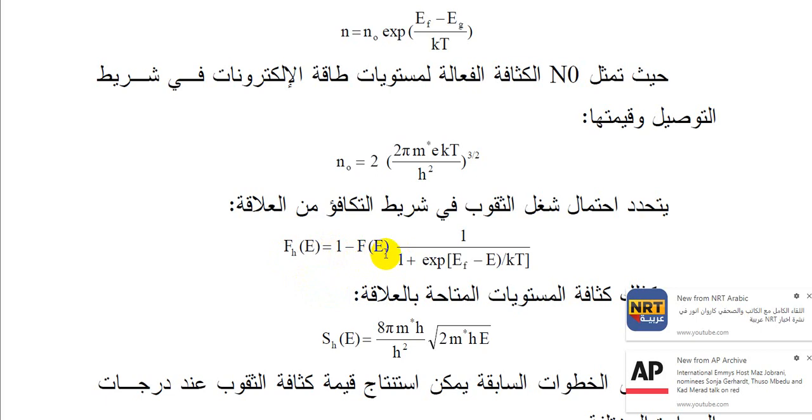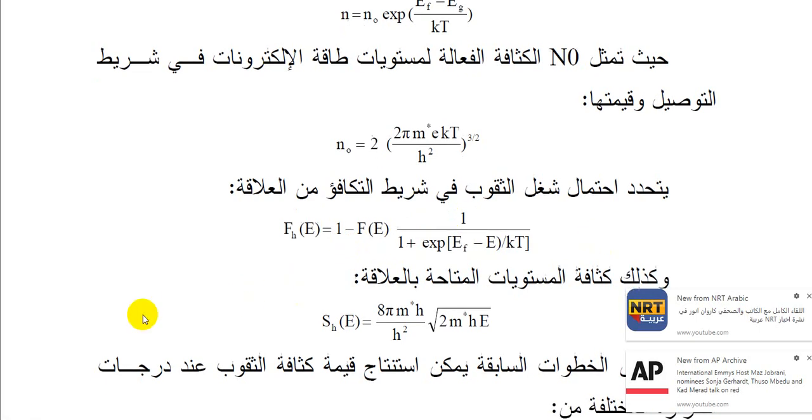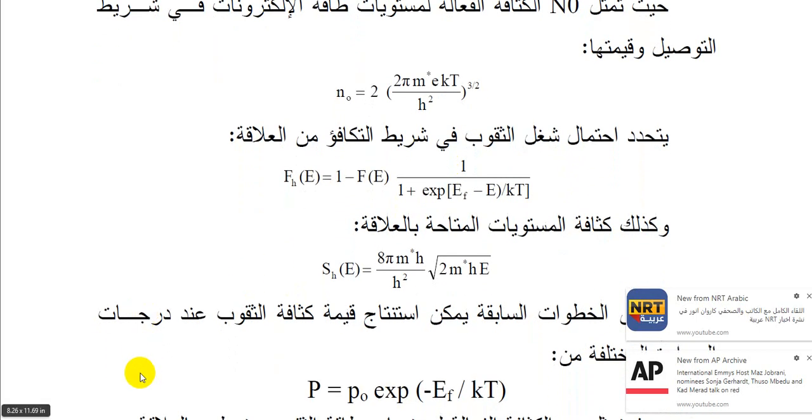The Fermi-Dirac distribution function is subtracted from 1, as you can see right in front of you, between the 1 and F(E), with 1 in the numerator as well. وكذلك, the available levels density.